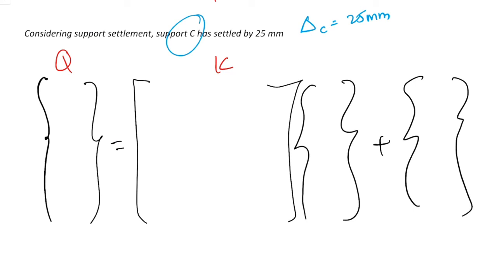Anyway, you don't have to write in full. But without this full stiffness equation, you cannot understand and cannot proceed with the solution considering support settlement. So you have to write in full. So Q, this is D, KD and Q naught. Q is equal to KD plus Q naught.